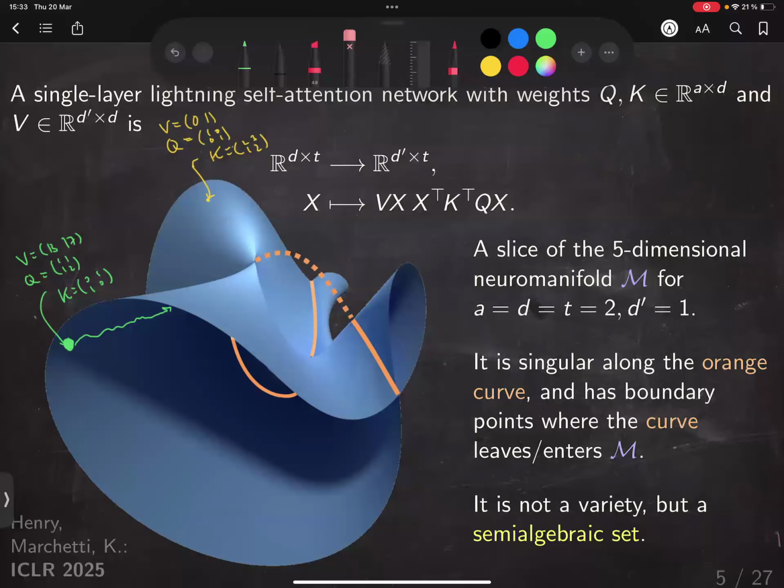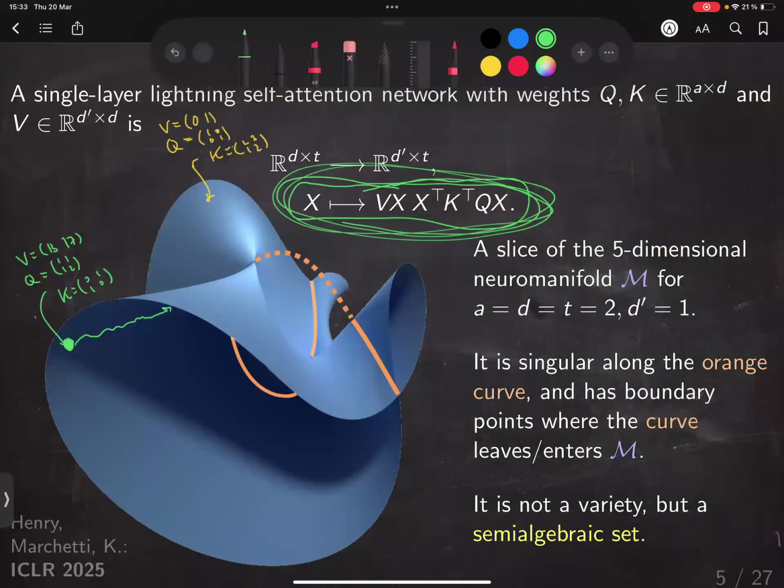If you plug in, for instance, this green choice here of V, Q, and K, then this is a function in X. This is this function here in the middle. And the point there is really that function for that choice of V, Q, and K. That is what this point is. Okay, so each point represents a function. It's a little bit funny.